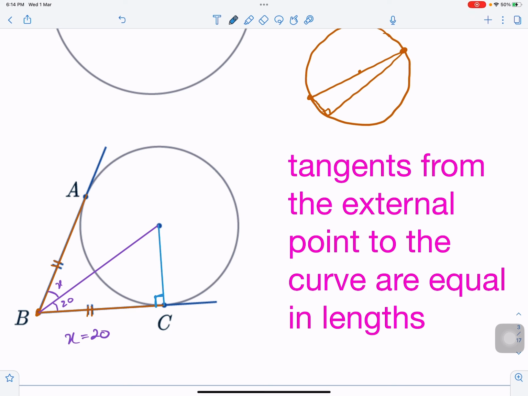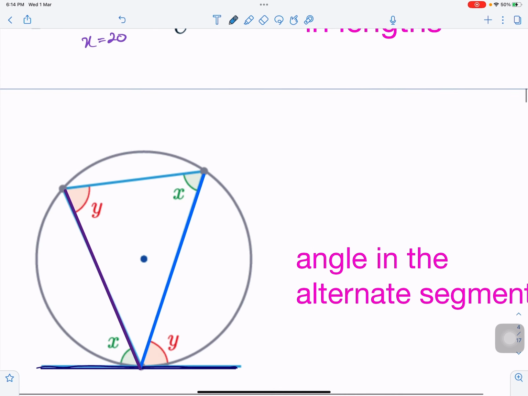I have just shown you property number 1. From here to here also it will be 90 degrees. This angle will also be bisected. So if this is 20, this is 90, then what is this? 70, right? Similarly, this will also be 70. So you will remember these properties.